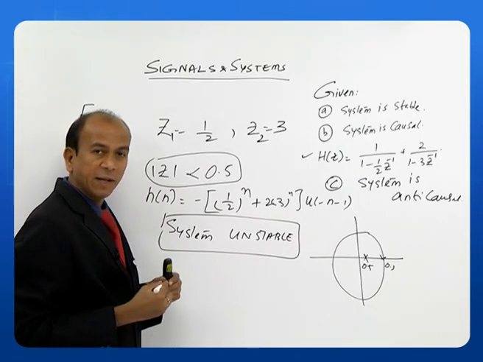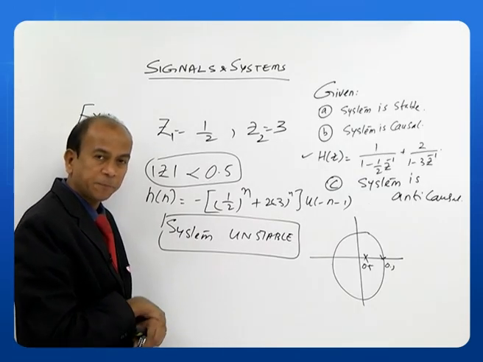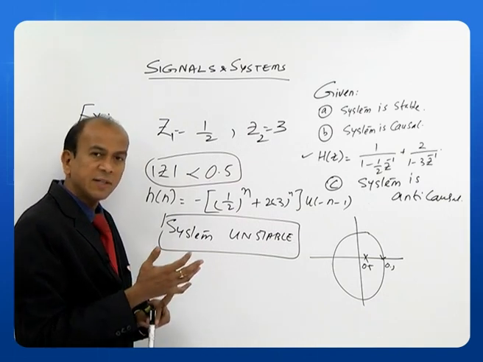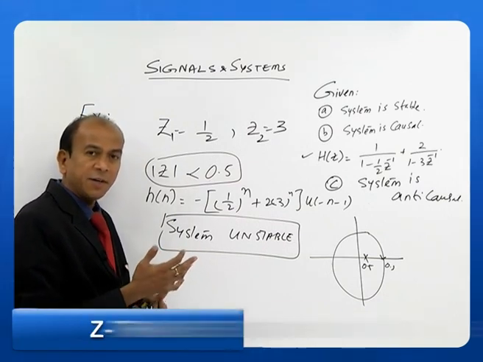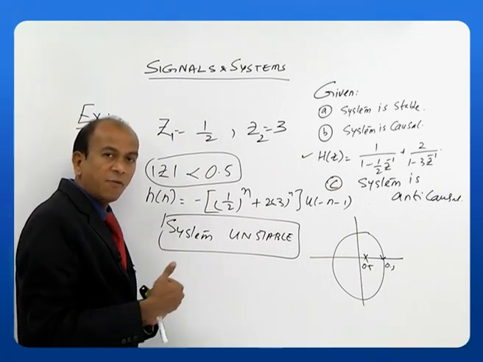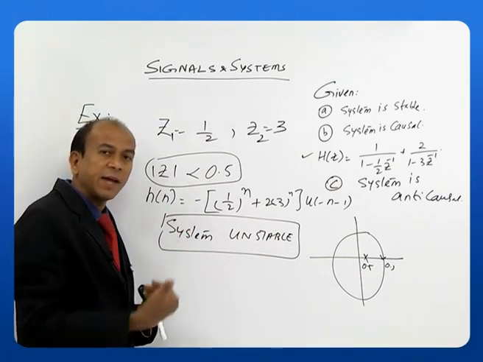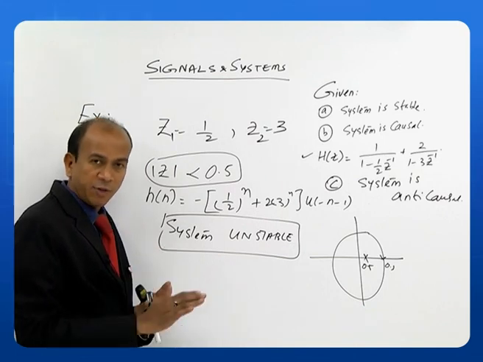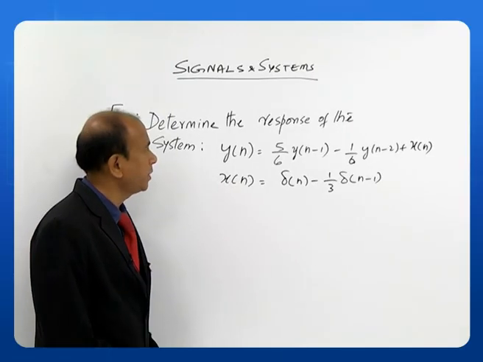So, this particular example is a demonstration of how we can decide the system condition, whether it is stable or unstable, causal or anti-causal. Then we are also able to calculate from h of z directly what is the h of n. Let us see another example.